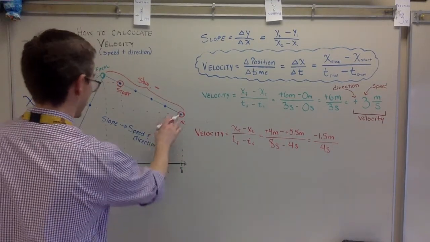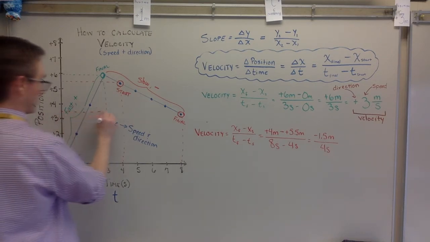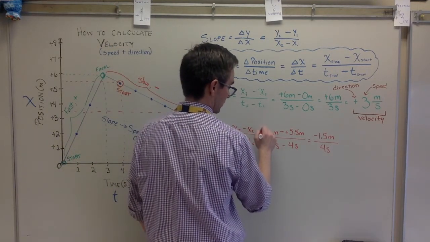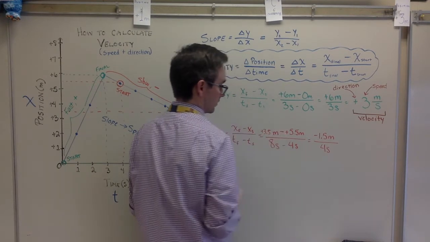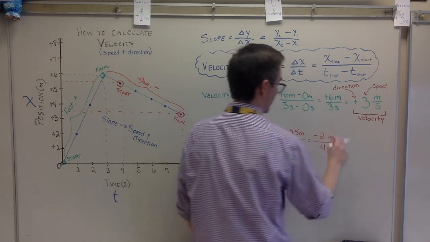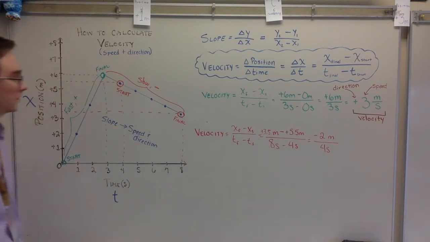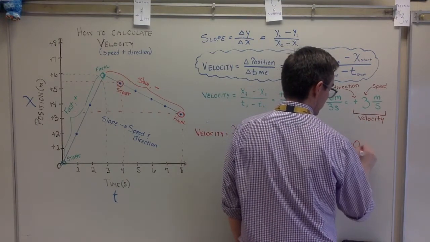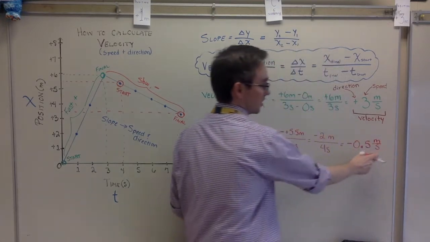Oh, my mistake. I looked back at this for a second. I realized, here we go. It's at 3.5 seconds. Woo! That could have been bad. Which would change this to negative 2 meters in 4 seconds. My apologies. I was just looking at the wrong number. That'd be negative 0.5 meters per second. There's our unit for velocity.